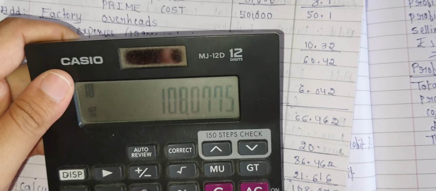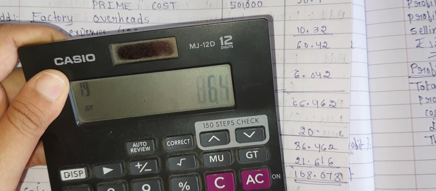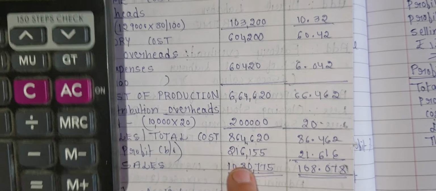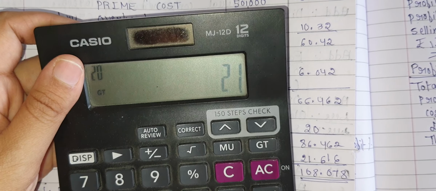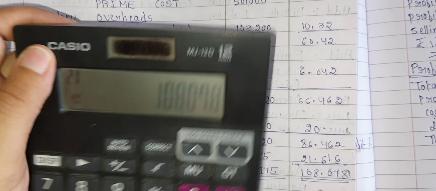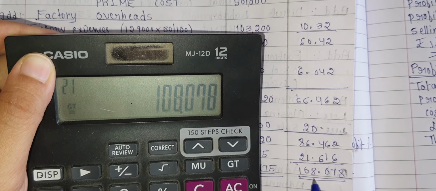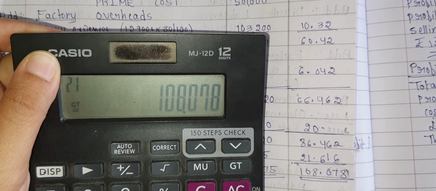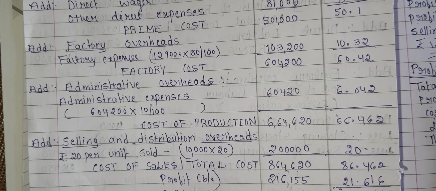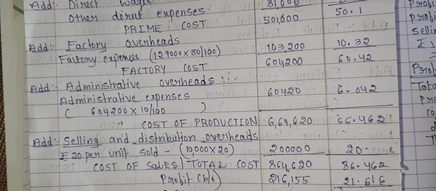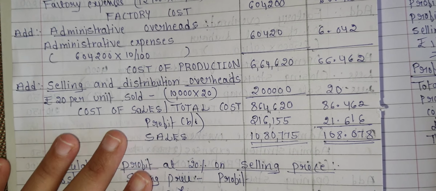Otherwise, add 86.462, that is cost, plus profit 21.616 equals sales, see here, 108.078. Clear? So in this way we have to calculate the profit as a percentage of selling price.